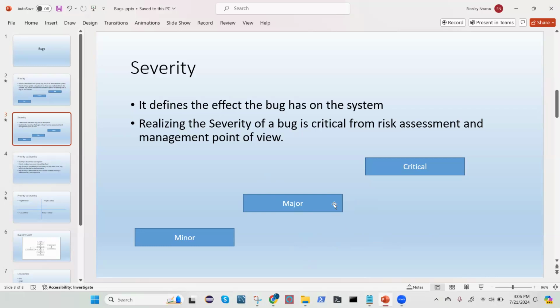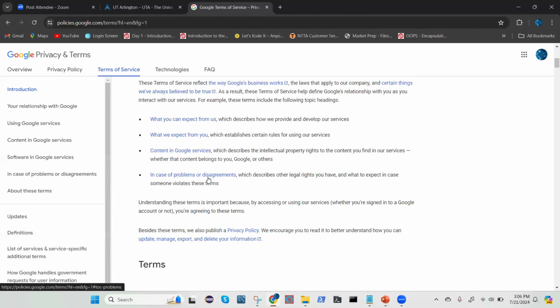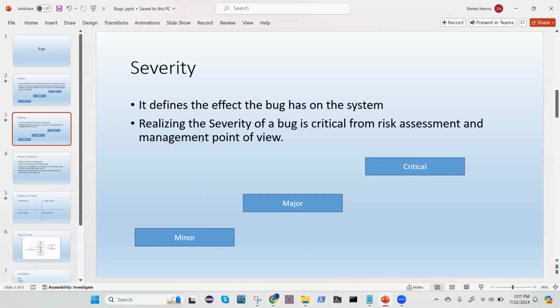Suppose a spelling mistake is present on the terms and conditions page on your social media. Maybe in terms of agreement, we say the agreements, or instead of terms, we see teams. Any spelling mistake on this page. What would that fall onto? It's not critical, and it's really not major. So it's going to be minor severity.